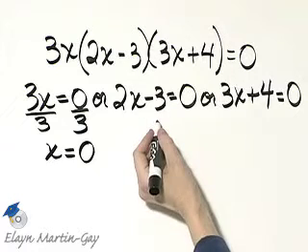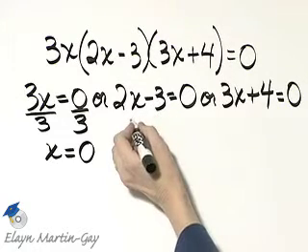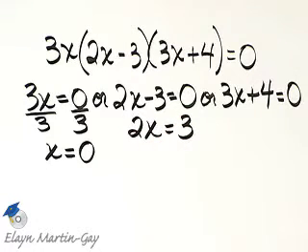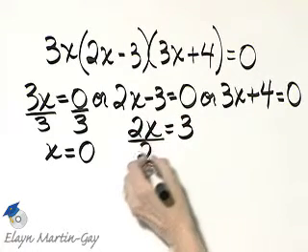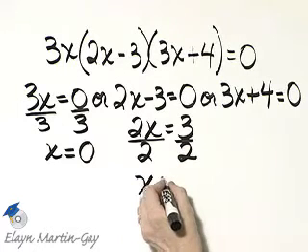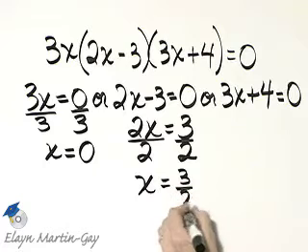How do we solve this? Here we'll add 3 to both sides, and I'll have 2x is equal to 3, and then divide both sides by the coefficient of x, which is 2, and here I'll have that x is 3 halves.